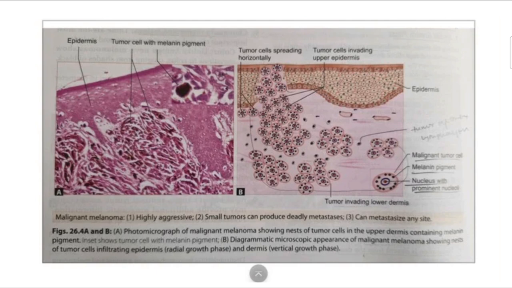Hence, the key points to remember are atypical melanocytes, pleomorphism, hyperchromatic nuclei, melanin pigment, pagetoid spread, radial growth phase, horizontal growth, vertical growth phase, frequent mitosis, ulceration, and lymphovascular invasion.